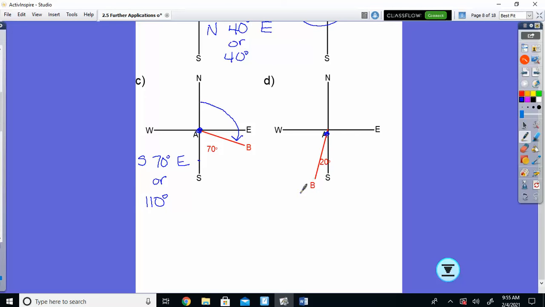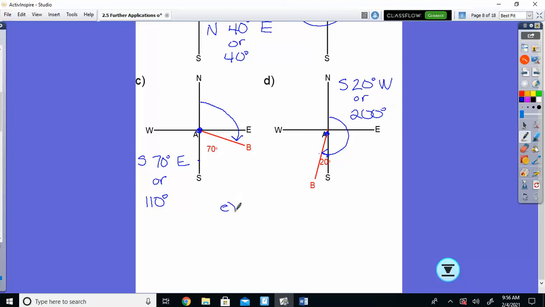Alright, D. Starting at A, to get to B, we go south. How many degrees from the due north? 20 degrees. East or west of the original? West. Second notation, from due north, clockwise, how many degrees would we travel? 200. From north to south is 180, and another 20 would be 200.